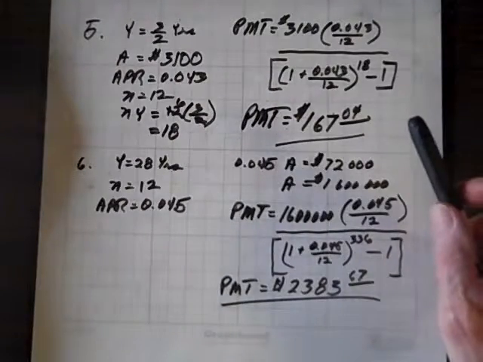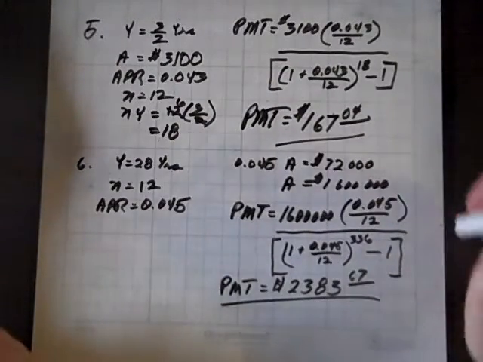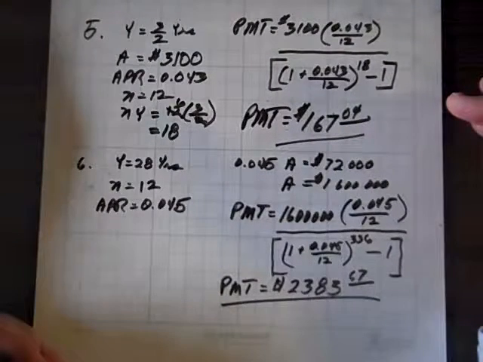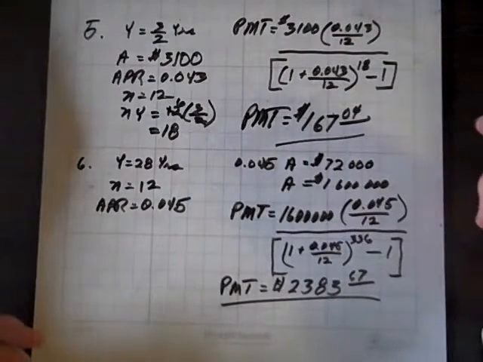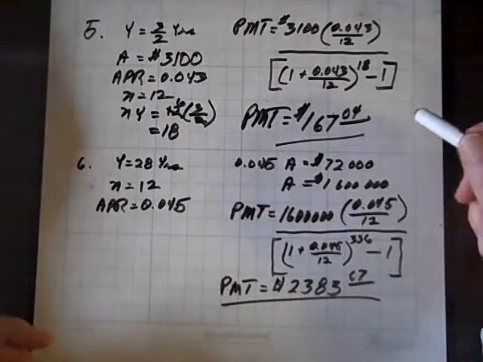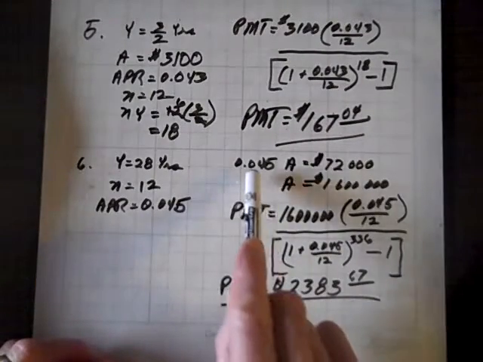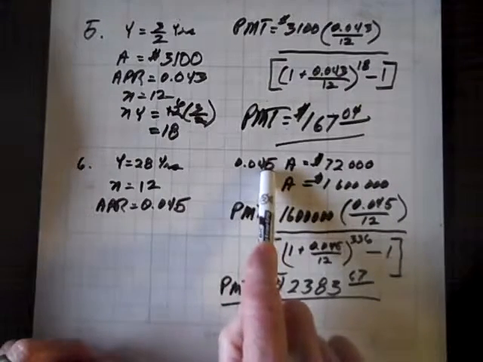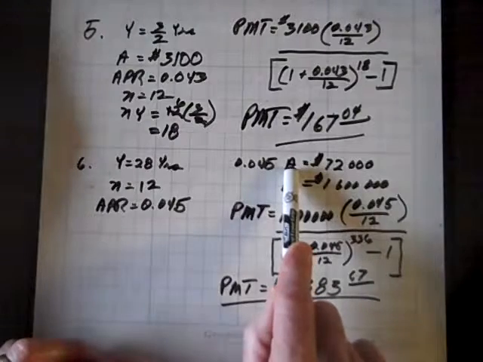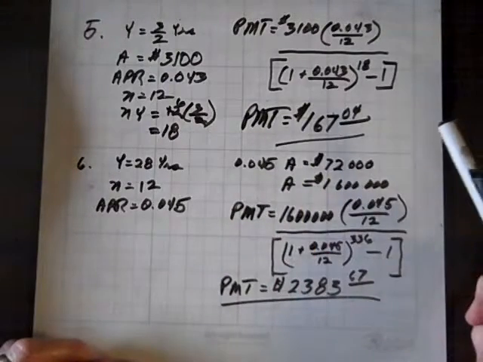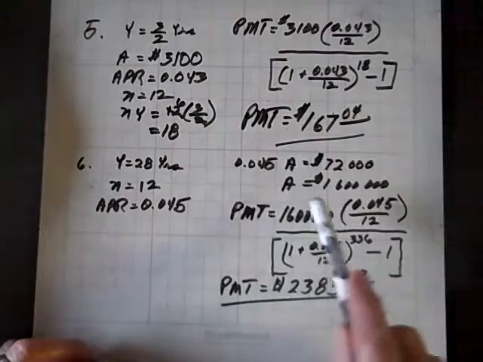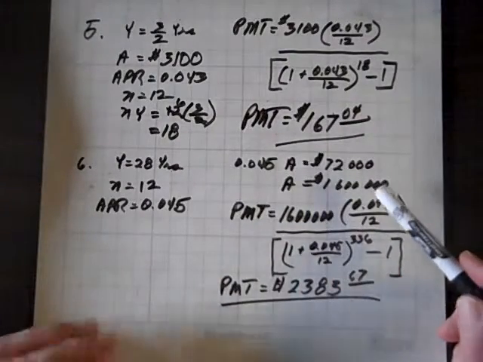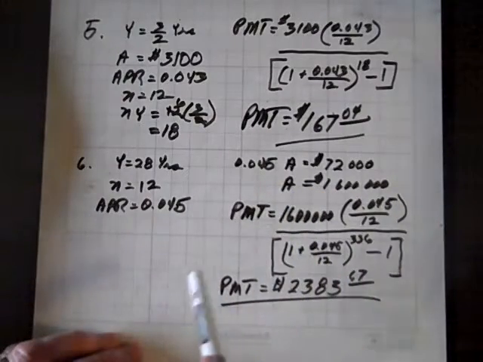Well, to determine that, what you would need to have in order to be able to withdraw $72,000 a year, that's our first task. So 0.045, in other words 4.5%, times what number, the amount, equals $72,000. And when we solve for A, we get $1,600,000. Now once we know that, that becomes our amount.